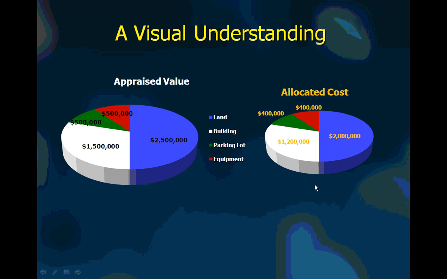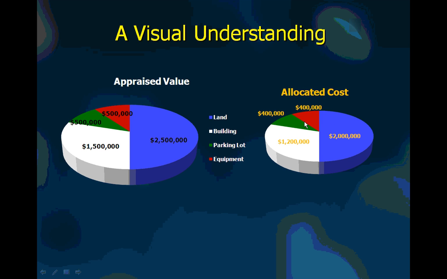Here's a visual look at that. Here's a big pie, the appraised pie, broken down by percentage. Notice the slice of each respective pie is the same in proportion, but obviously this pie here, the allocated cost, is smaller because you got a great deal. This pie totals 4 million. This pie totals 5 million.